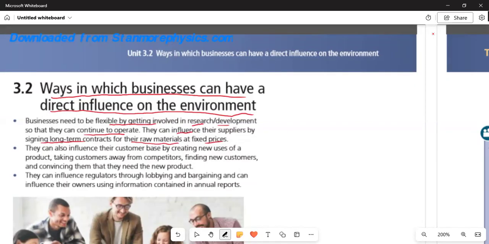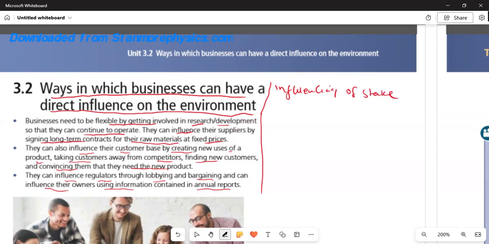They can also influence their customer base by creating new uses of the product, taking customers away from competitors, finding new customers, and convincing them that they need the new product. They can also influence regulators through lobbying and bargaining, and can influence their owners using information contained in annual reports. So this is the influencing of stakeholders.